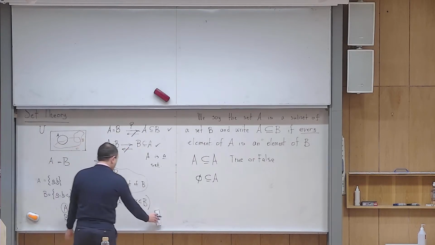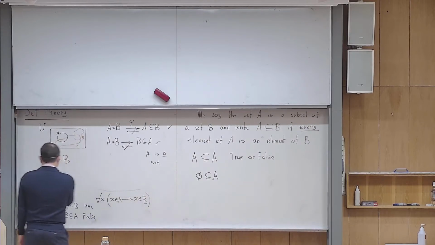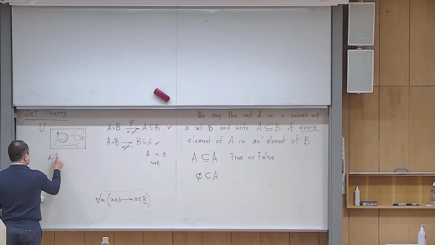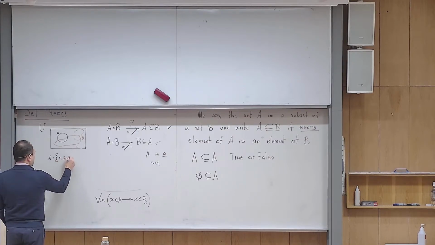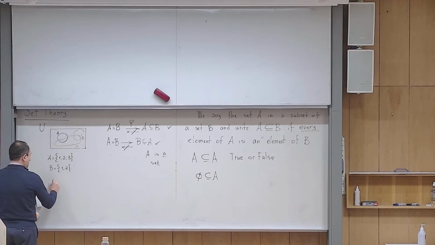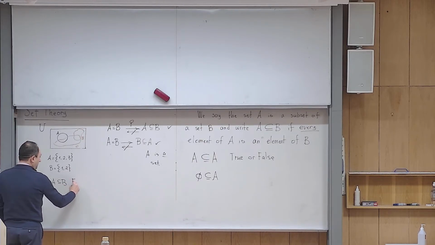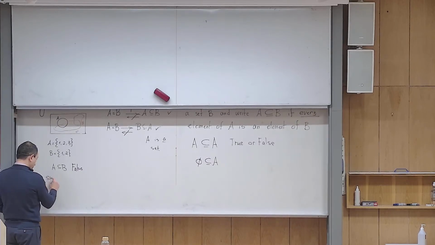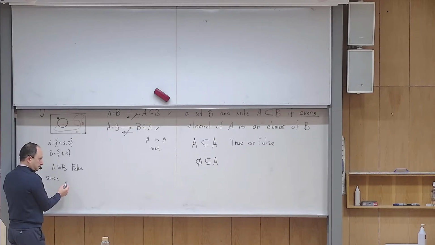Okay, so let me ask you something. When I write A to be 1, 2, and 3, and I write B as 1 and 2, and then I write this statement that A is a subset of B, is it true or false? This is false. But if I ask you why this is false, can you write a sentence for it? Since what? Not all elements of A are present in B.